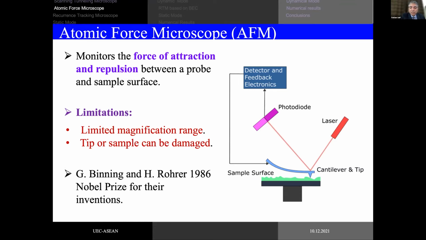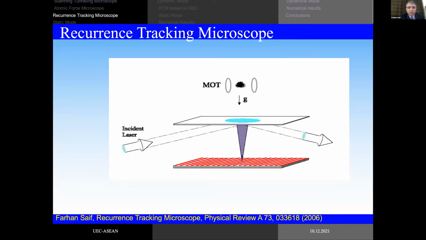Keeping these limitations in mind, we are working on developing another kind of microscope which is based on atoms. Instead of optical fields, we use matter waves, and the matter waves are reflected from an optical surface which is connected to the cantilever, which is being used as a probe on the surface under study.